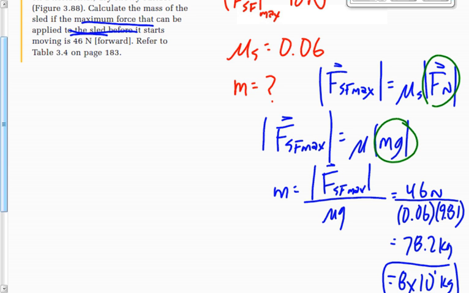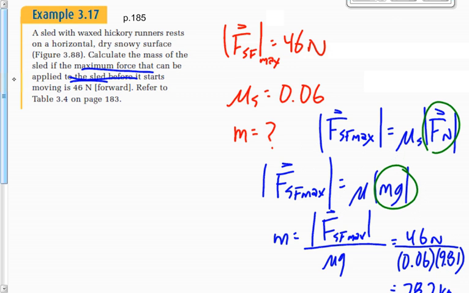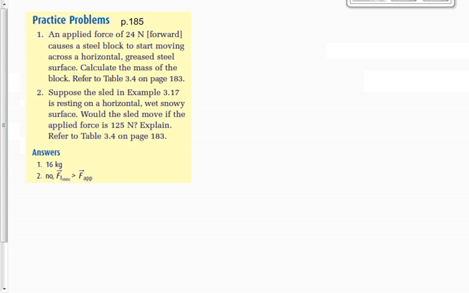All right. This is where we're going to leave off for this week. The practice problems on page 185, so these 2 questions right here. Now, remember, you are going to need that table. That table is on page 183. Take note of that. And when you're working on these questions for homework, refer back to page 183. Okay? That's it for today.